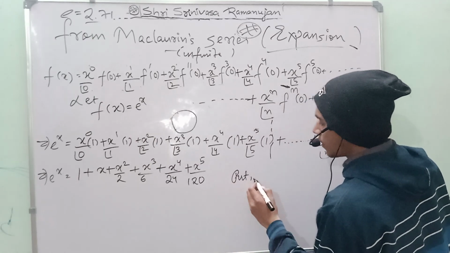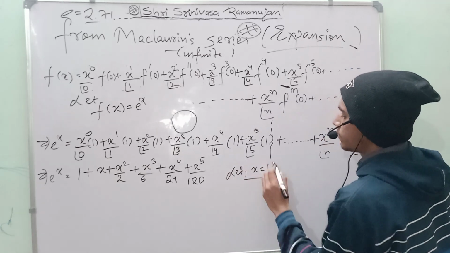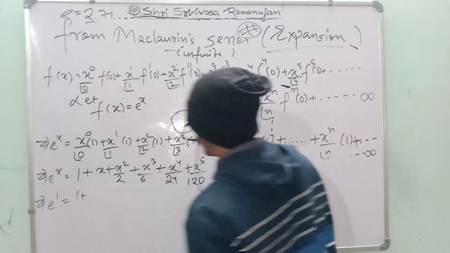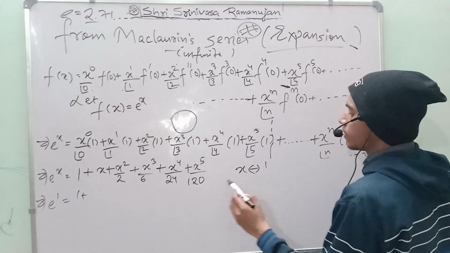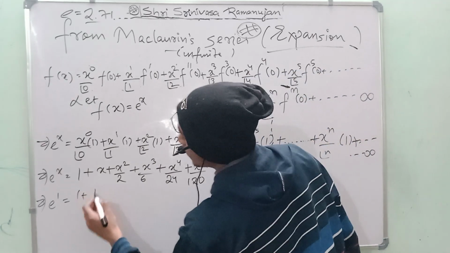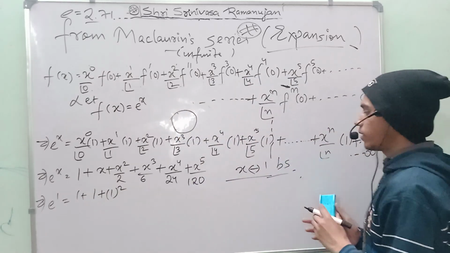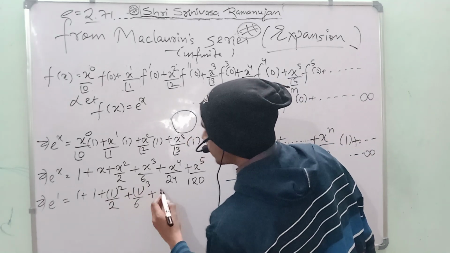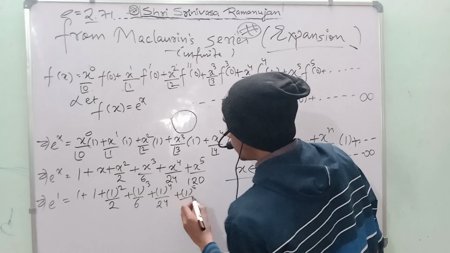Let x be equal to 1. So e to the power 1 is equal to 1 plus. Or we can do the replacement: instead of x, we can write 1 on both sides. BS means both sides. So 1 plus 1 square by 2, 1 cube by 6, plus 1 to the power 4 by 24, 1 to the power 5 by 120.